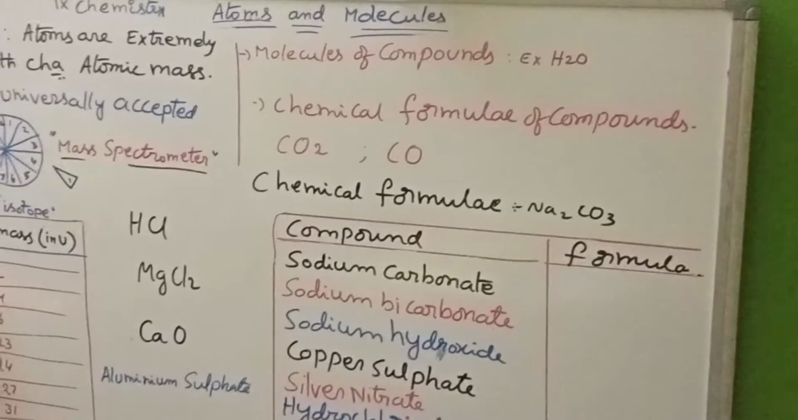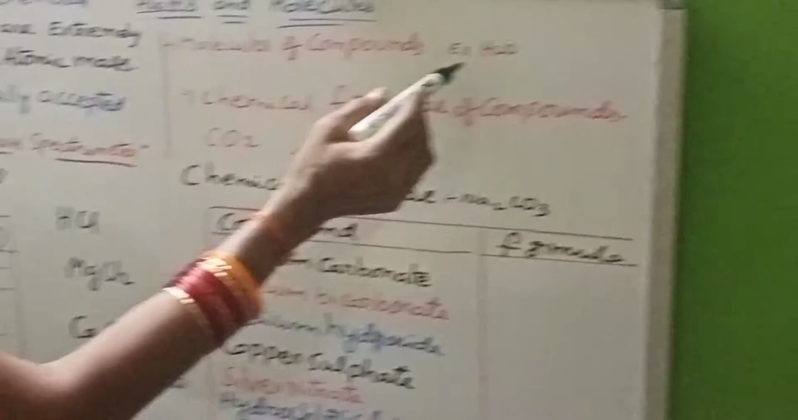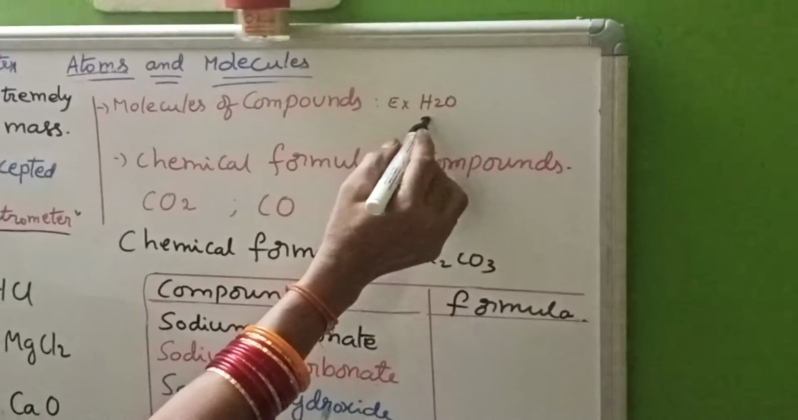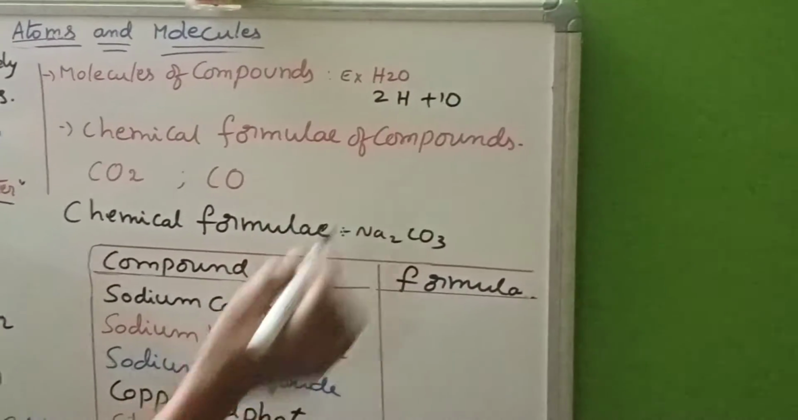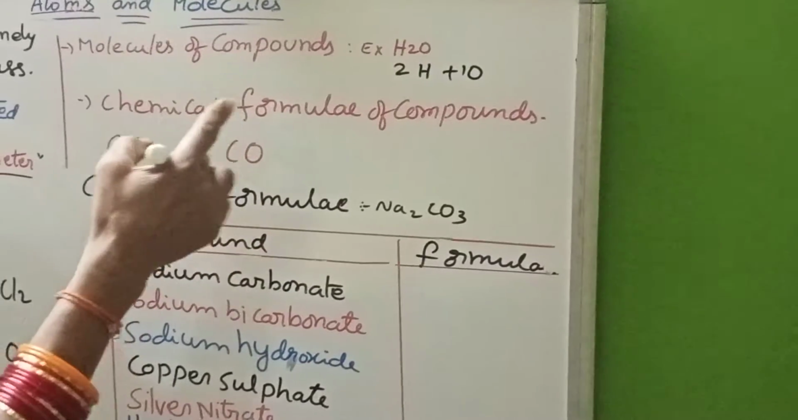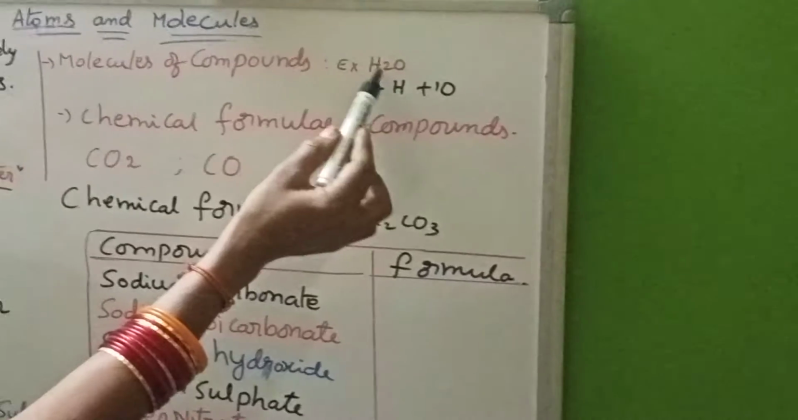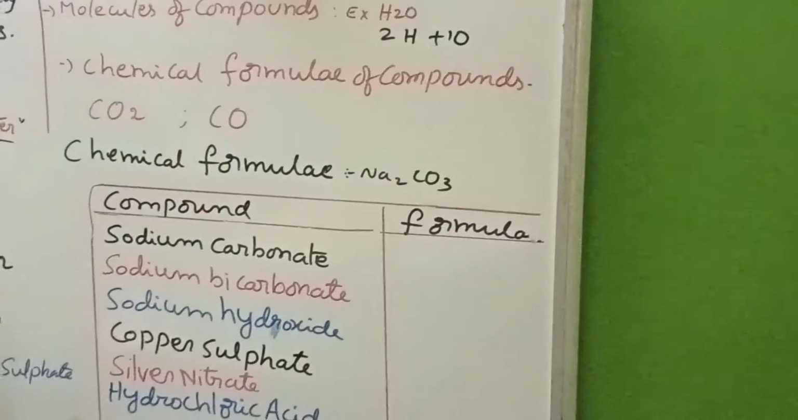Now let us look at molecules of compounds. Here you see the H2O molecule. It is made up of 2 atoms of hydrogen and 1 atom of oxygen combined to form 1 molecule of water. So this 2 indicates 2 atoms of hydrogen combined with 1 atom of oxygen.